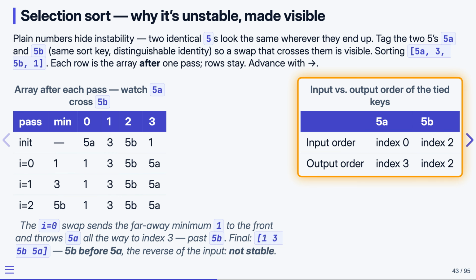This table makes it plain. In the input, 5A was at index 0 and 5B was at index 2, so 5A came first. In the output, 5A moved to index 3 and 5B stayed at index 2, so 5B comes first. The tied keys came out reordered.